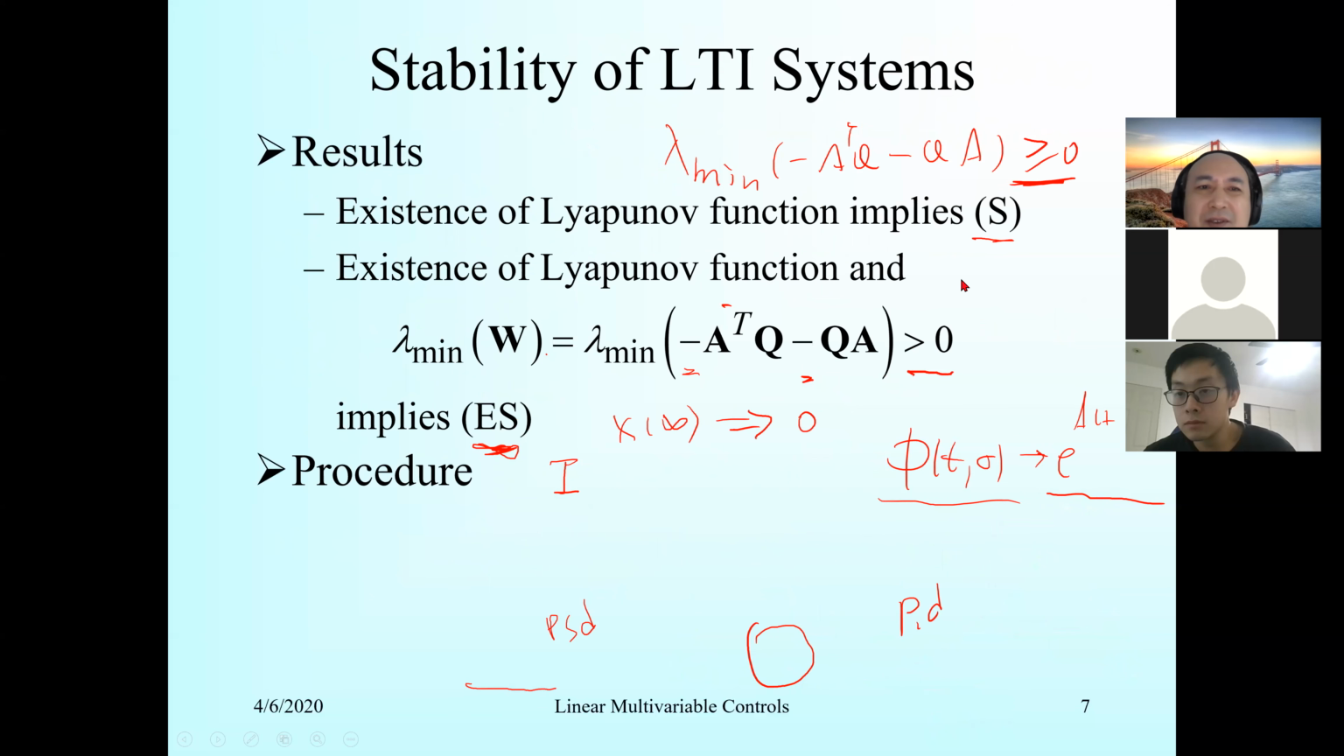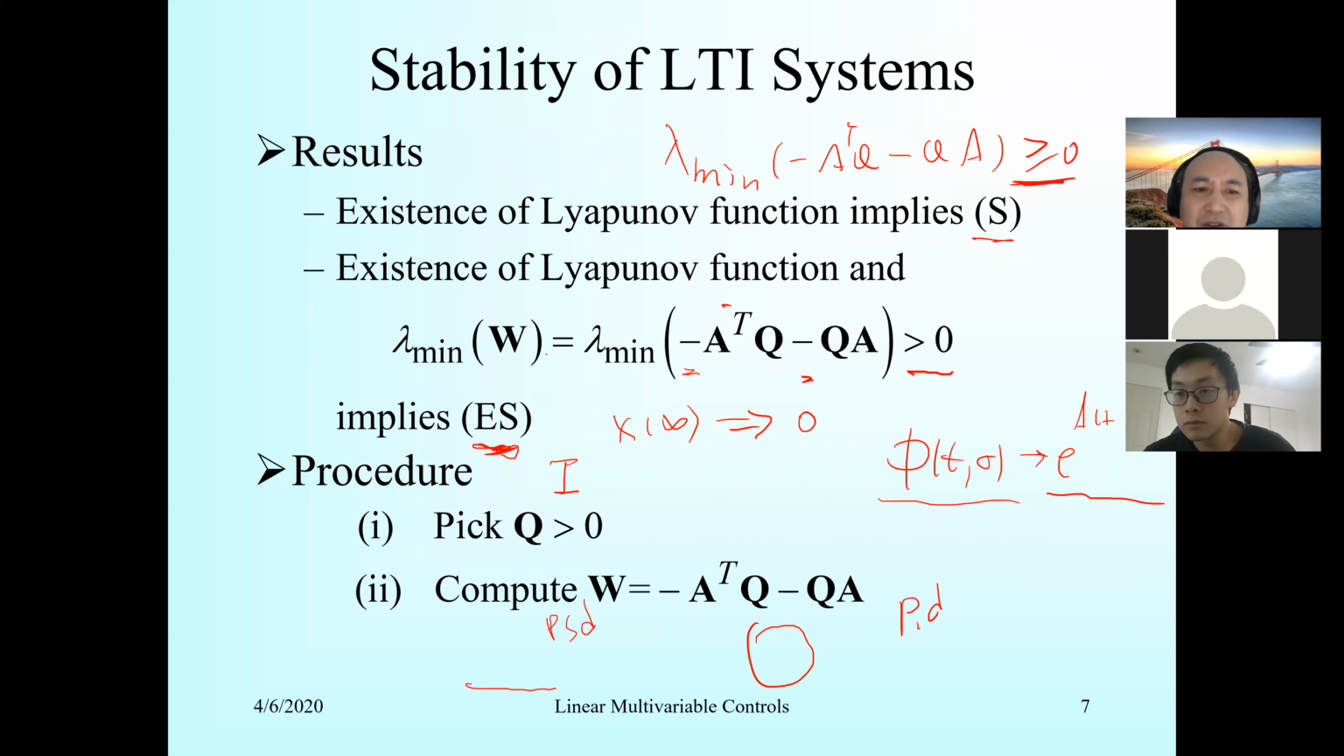So if you can find a Lyapunov function, that means the original LTI system is stable in the sense of Lyapunov. That stability is also uniform stability because the system is not explicitly time varying. So there's no difference between uniform stability and stability for LTI systems. We also talked about exponential stability.